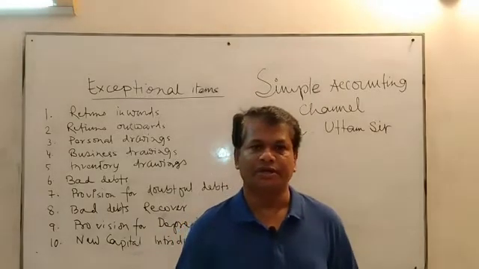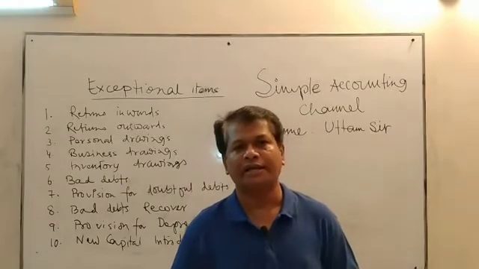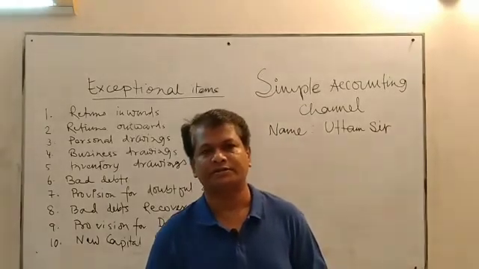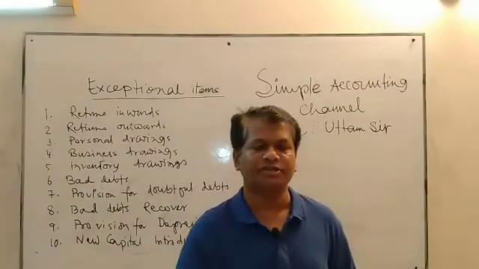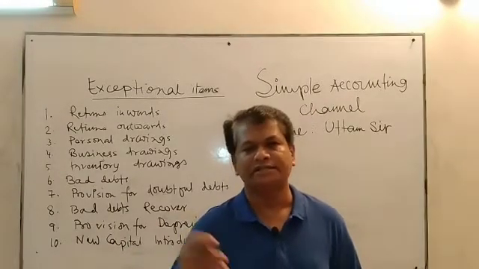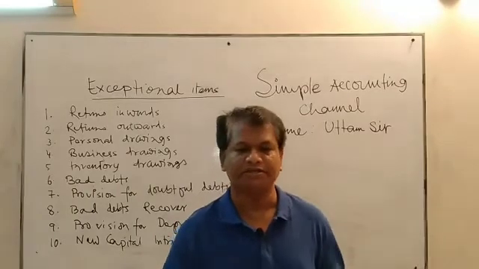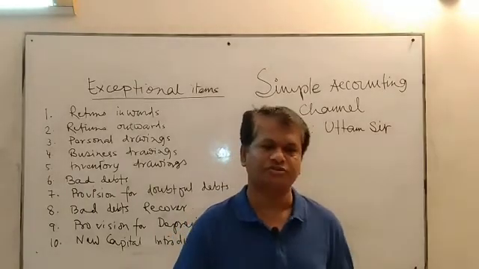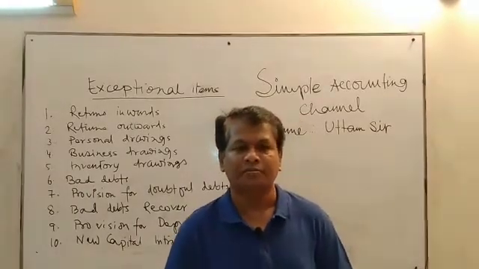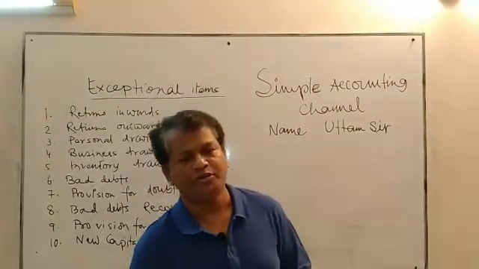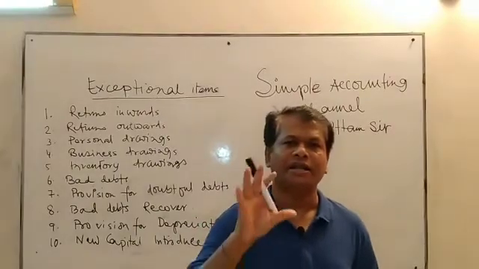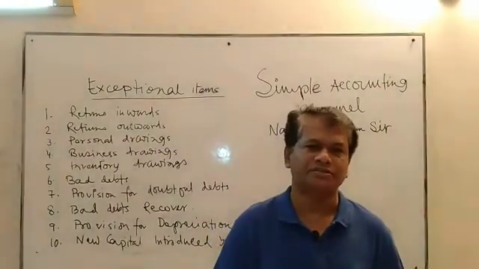Sometimes you have to do credit sales, but the company's name is not given. This time trade receivable is to be debited and sales account is to be credited. This is the basic transaction and most of the students can do this correctly. But sometimes some of the transactions are exceptional. According to me, there are 10 types of transactions which are said to be exceptional.